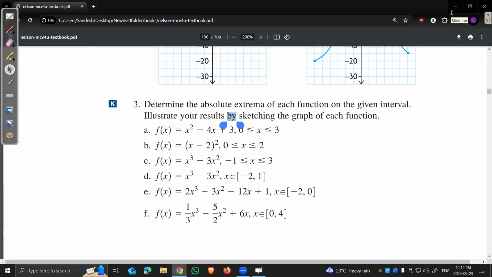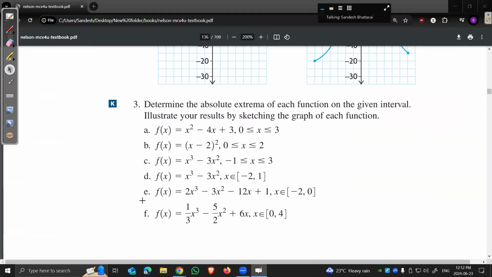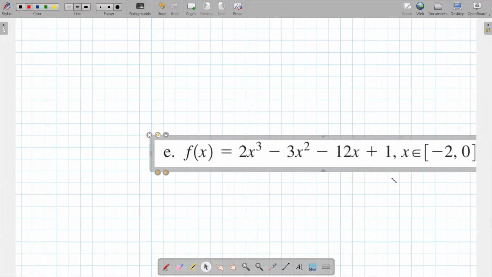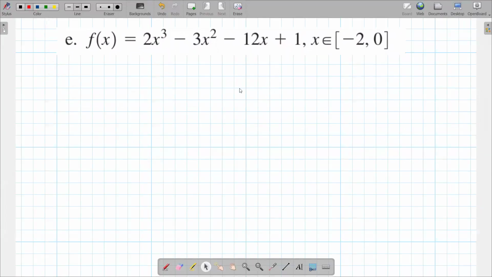Well, this one is outright telling us to sketch it out. So this one, we don't have a choice. We have to sketch it out. It says find the absolute extrema. So we don't care about locals. We're only looking for the absolutes. What kind of function do we have here? A polynomial function. It's a cubic function with a positive leading coefficient. Which direction does it start? Where does it end?